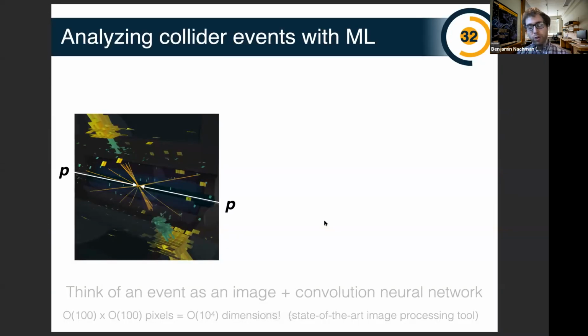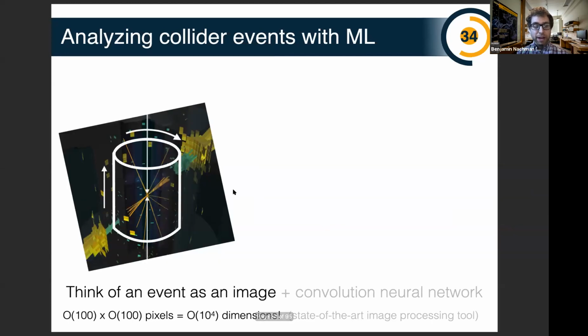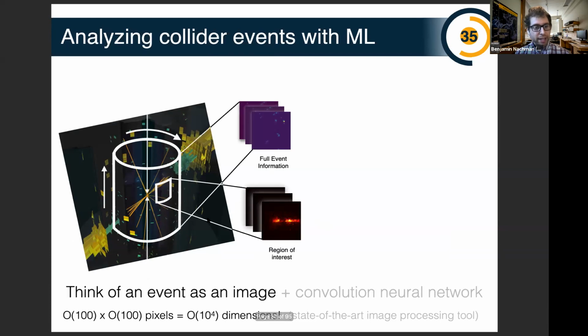And so, as I mentioned before, we can project onto images, which is one strategy. You can imagine I take the event and project it on the surface of a cylinder, and then the event looks not unlike an image. And we can apply CNNs.